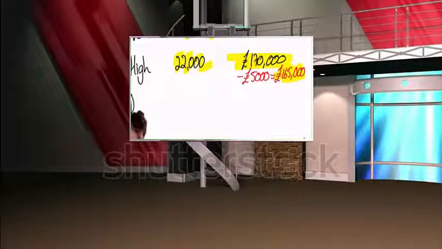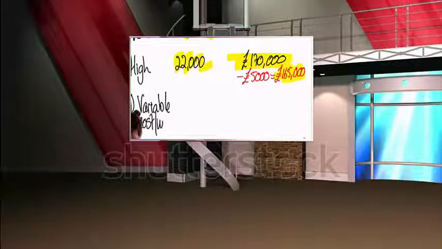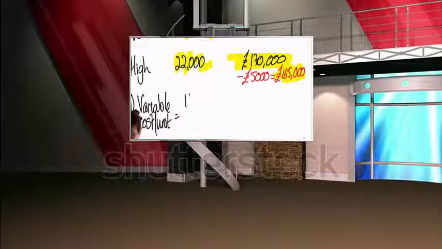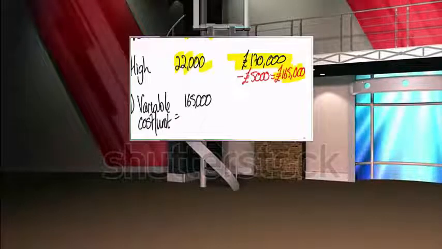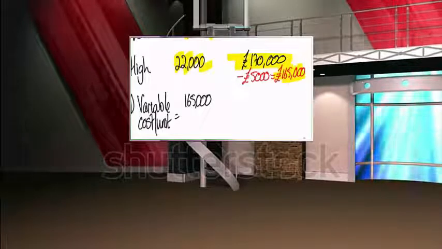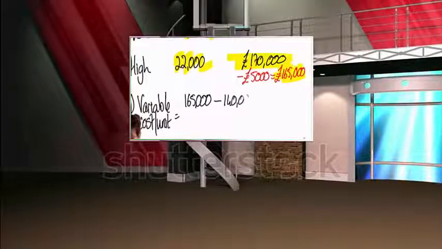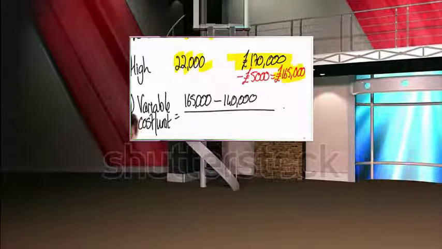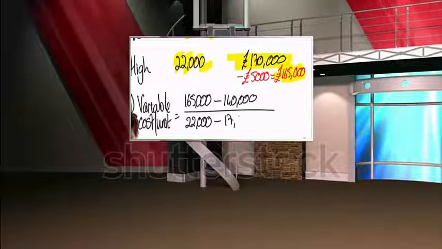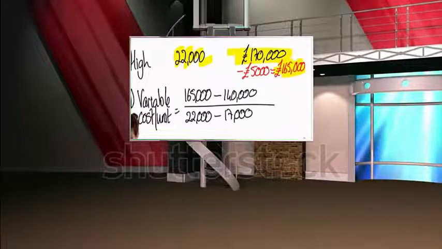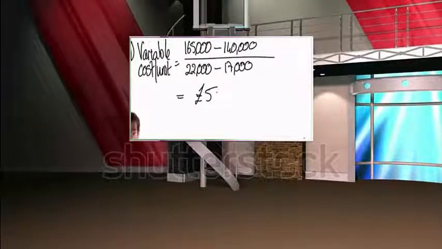Step 1, we calculate the variable cost per unit. So our total costs at the high level of activity, and you must remember to use the adjusted total costs, minus our total costs at the low level, 140,000, divided by our activity at the high level minus our activity at the low level. So our variable cost per unit then is £5.